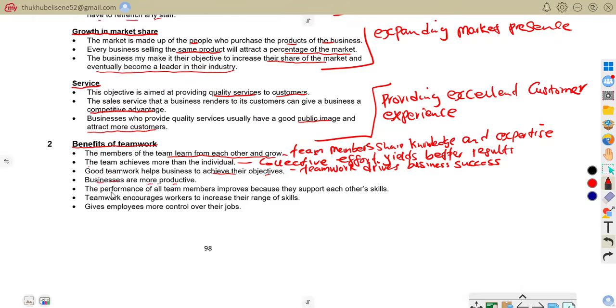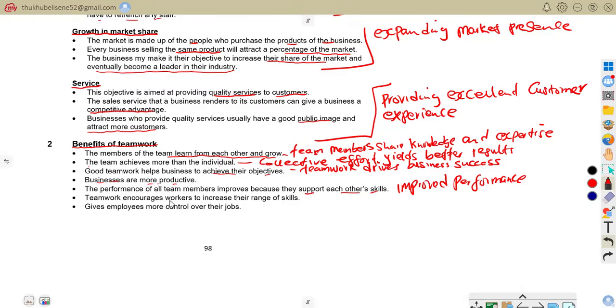Improved performance. The performance of all team members improves because they support each other's skills. We are talking about the improved performance. Team members support each other's strengths. As we are saying, the performance of all team members improves because they support each other's skills.